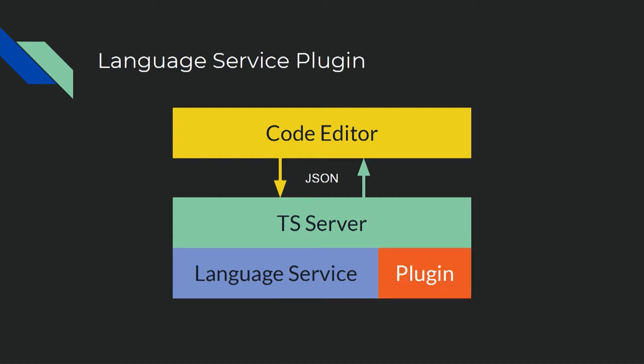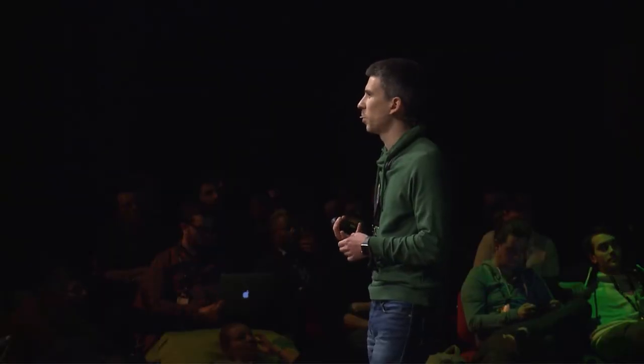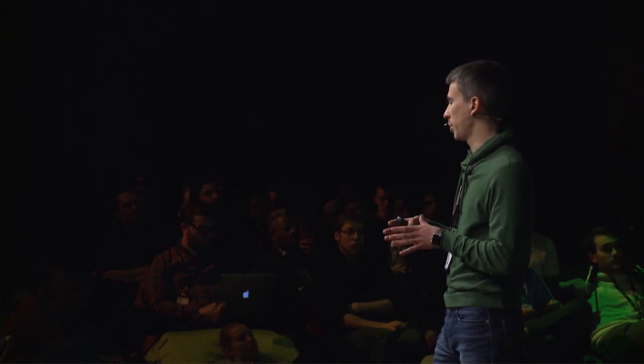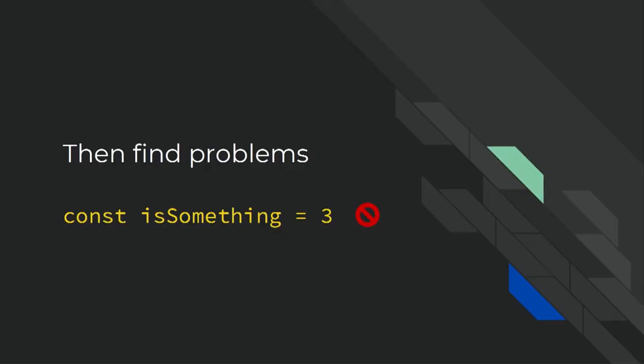The good news is it's possible to write a plugin for the language service that will enrich its capabilities. So let's get started. I will omit some scaffolding details, but the most important part here is that we'll extend the existing language service by overriding some of its methods. We'll try for this demo to enforce a simple practice. Let's make sure that each variable with a name starting with "is" contains a Boolean value. Logical, right?